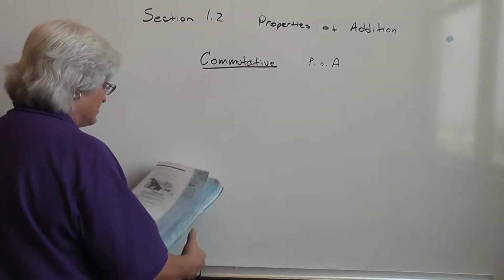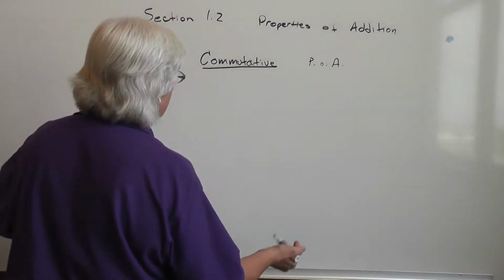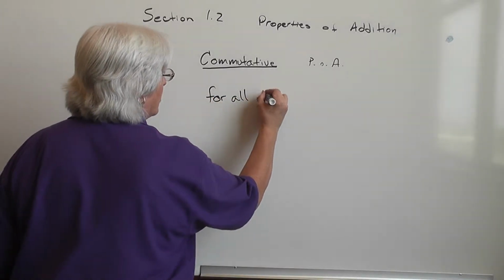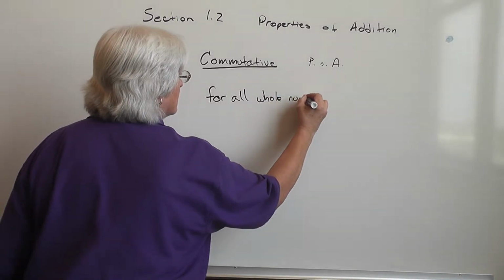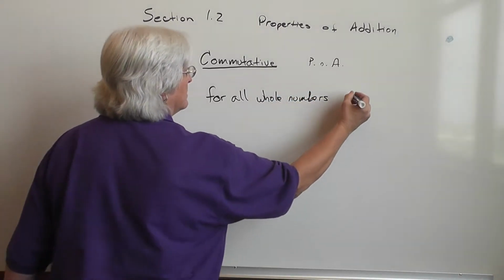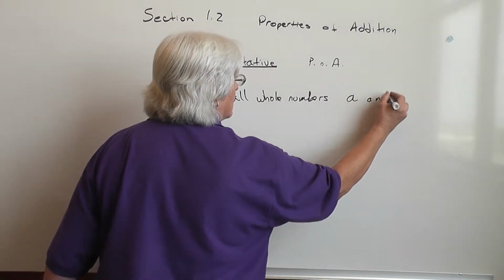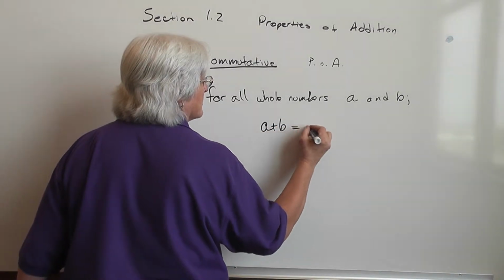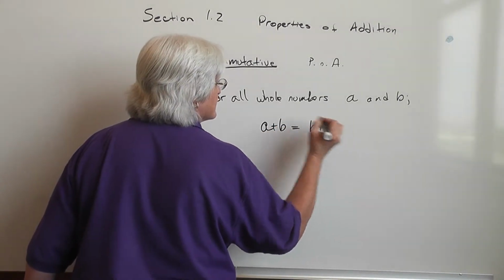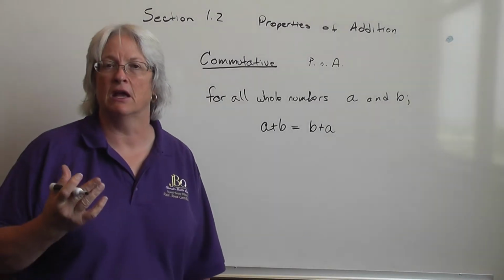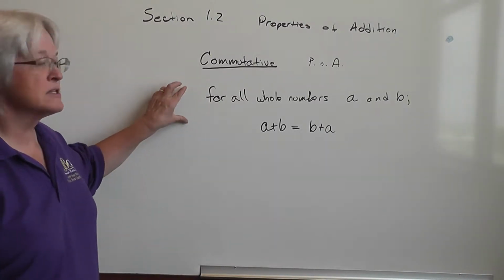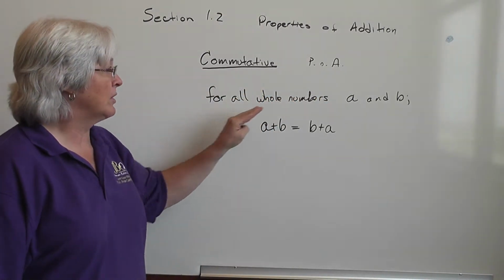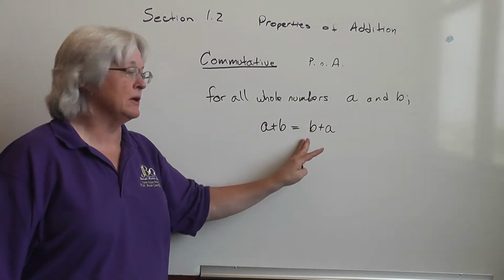When you have whole numbers, you're going to have something that looks like this. This is the math sentence: for all whole numbers A and B, A plus B is equivalent, or has the same value, as B plus A. This is the algebra vocabulary that says that the commutative property of addition tells us that for all whole numbers A and B, A plus B is equal to B plus A.